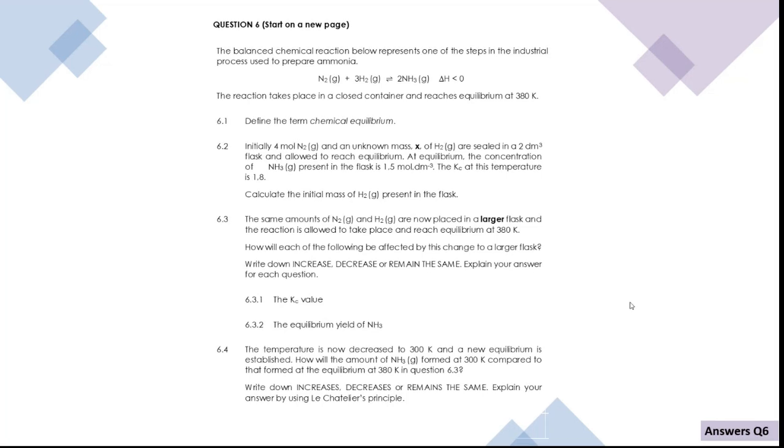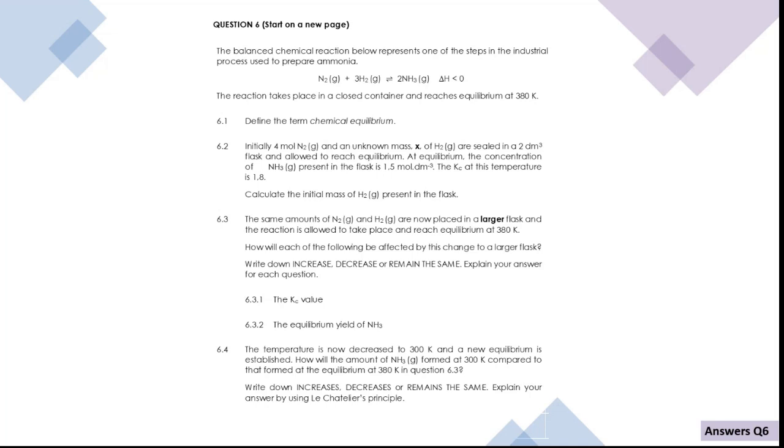All right, so grade 12s, let's review question 6.2. Okay, remember the question reads initially, 4 moles of nitrogen gas and an unknown mass X of hydrogen gas are sealed in a 2 cubic decimeter flask and allowed to reach equilibrium. At equilibrium, the concentration of the ammonia gas present in the flask is 1.5 mole per cubic decimeter. The Kc at this temperature is 1.8. Calculate the initial mass of the hydrogen present in the flask. Now, as you may know, grade 12s, your teacher probably told you in your textbooks that in a calculation like this, we make use of what's called the Rice table, or some books call it the ice table, right? Depending on which way it is.